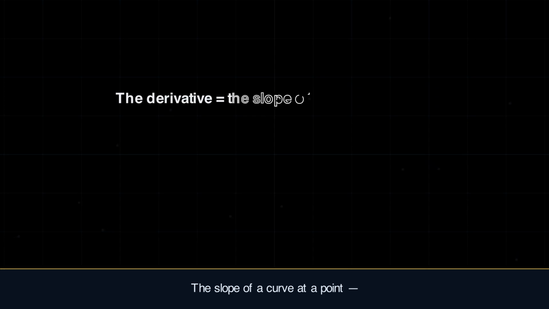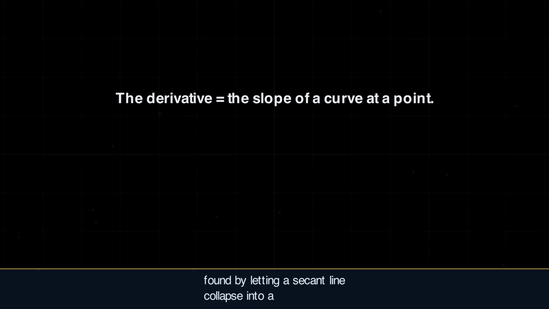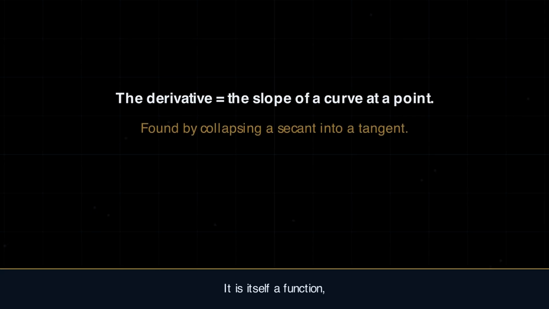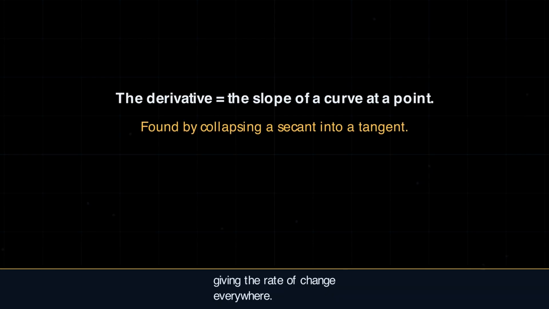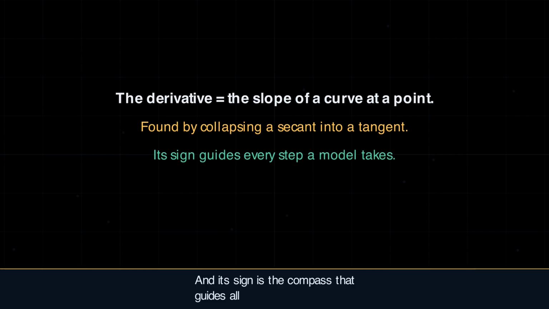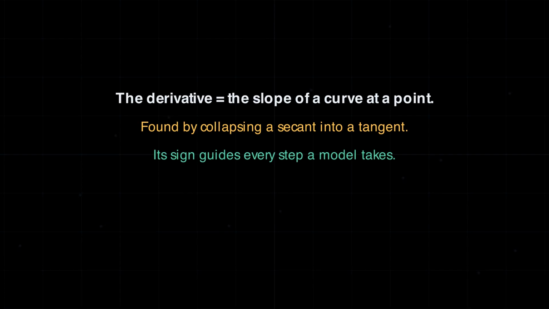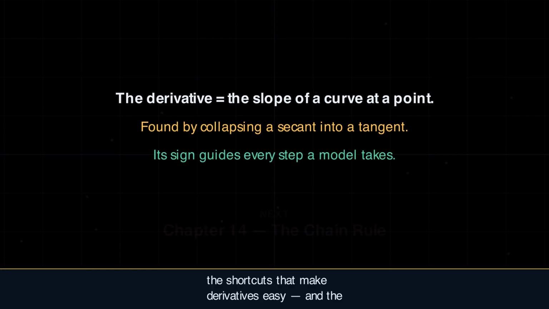So, the derivative. The slope of a curve at a point, found by letting a secant line collapse into a tangent. It is itself a function, giving the rate of change everywhere. And its sign is the compass that guides all learning. Next, the shortcuts that make derivatives easy and the chain rule, Chapter 14.